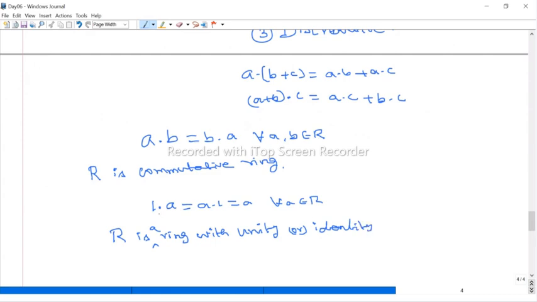Again, not all rings contain this identity. For example, take 2Z, the multiples of 2: 0, plus or minus 2, plus or minus 4, and so on. This is a ring, even a commutative ring, but it is not a ring with identity because 1 is not there. So some rings do not contain the unity. If the ring contains the unity or identity, we say it is a ring with identity.